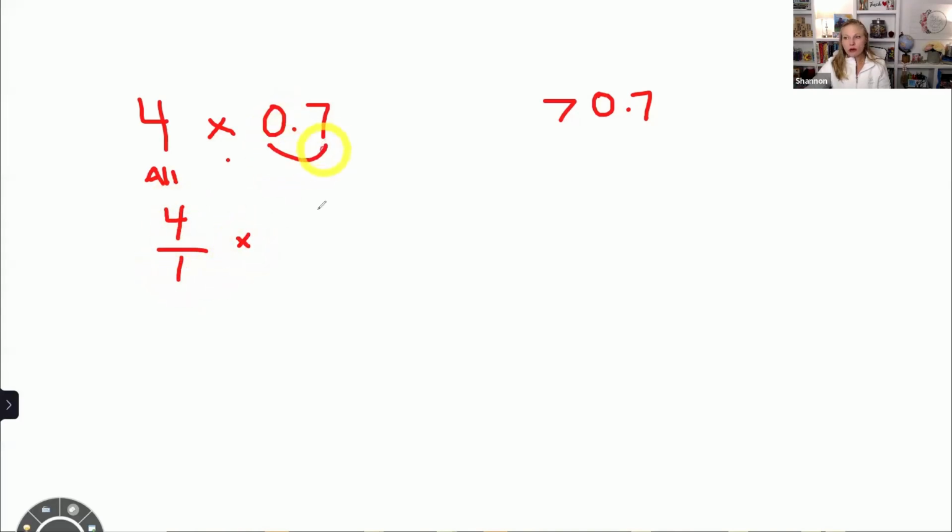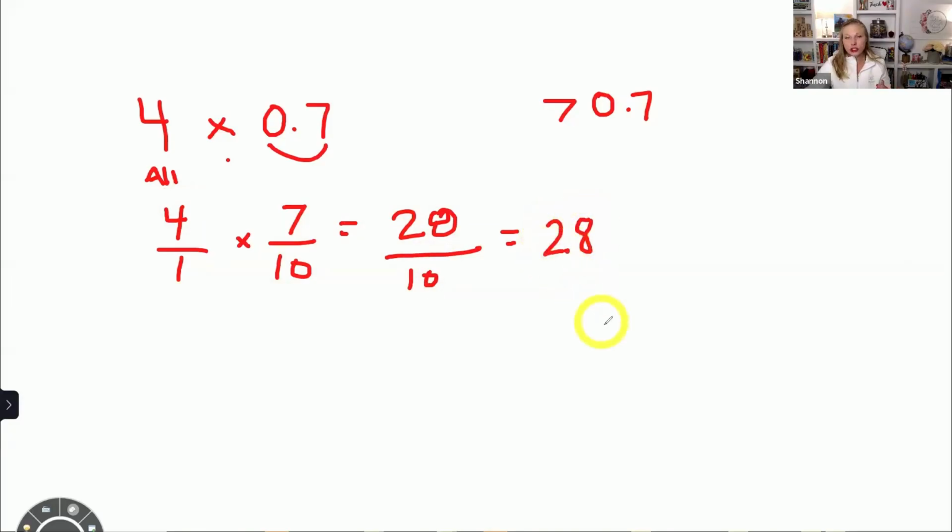But what if I rewrote this as a fraction? As a decimal, it's 0 and 7/10. As a fraction, it is 7/10. Well, do you know how to do this? You just learned how to multiply fractions. I just put it as a fraction. Our kids are like, oh, now I know. So I know that it's 28/10, and 28/10 has to end in the tenths place value position. So it's 2 and 8/10.